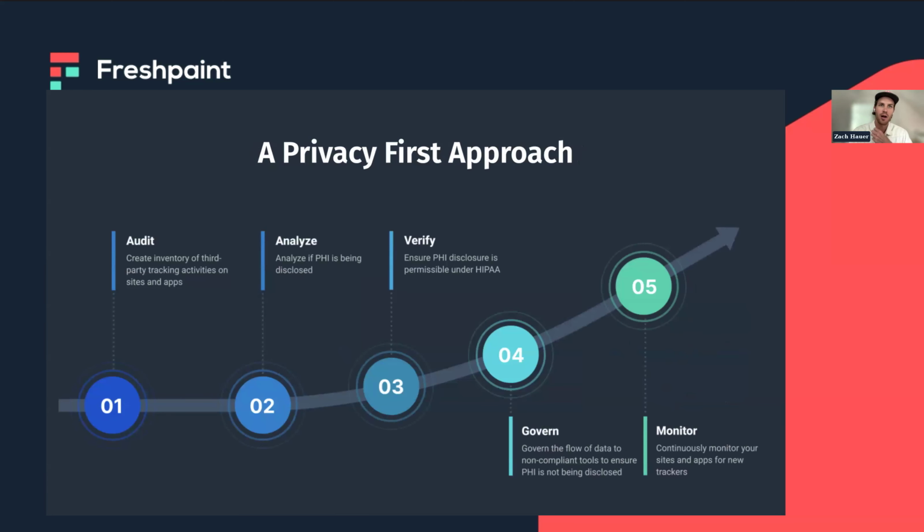So the way forward requires a privacy-first approach. We have created a framework for this. In episode 1, for those who attended, we covered step 1, auditing, and started to touch on step 2. And today we'll expand on step 2, analyzing, while also showcasing some tools for verifying the PHI or potential data that we're sharing with these third parties.